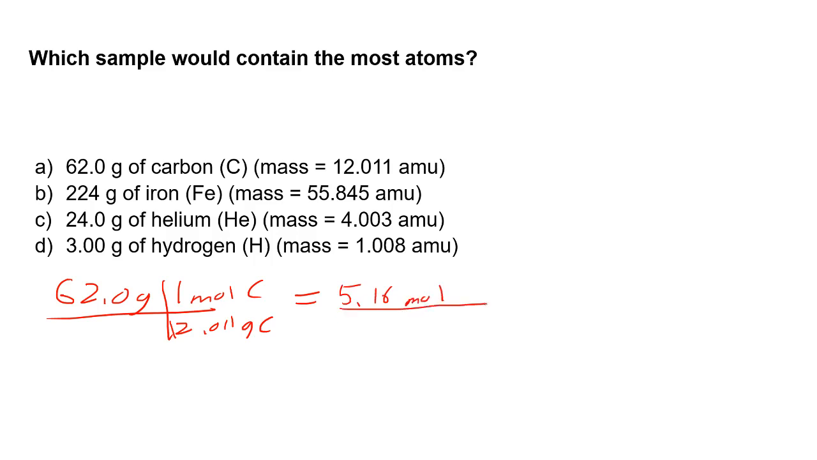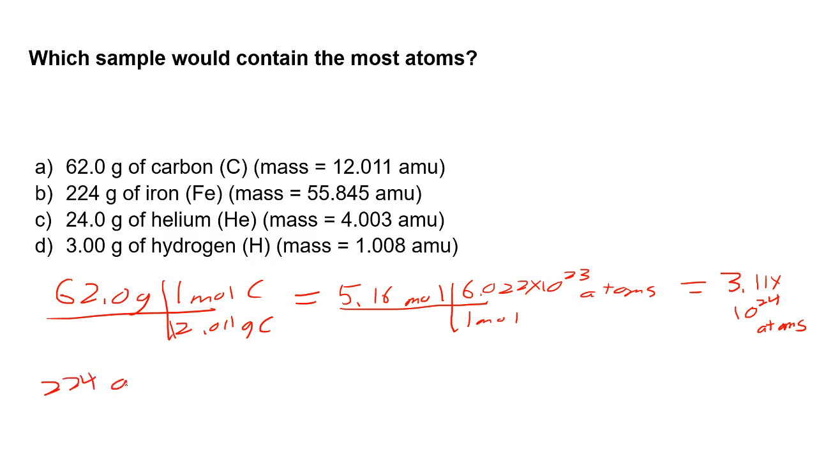And what I'll show you here is that we can indeed go further if we want. And we can go from 1 mole is 6.022 times 10 to the 23rd atoms. I'm going to put that in my calculator, 5.16 times 6.022 times 10 to the 23rd. And when I do that, I'm going to get 3.11 times 10 to the 24th atoms. So if you want to go all that way, you can. But we can actually go through and do this for each one with just going to moles, and we'll be able to tell you which of these has the most atoms.